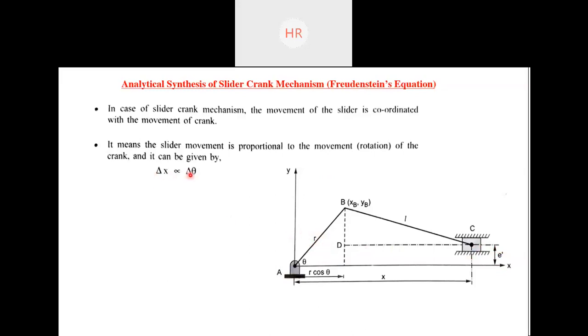So delta x is equal to delta theta, means the change in the position of the slider, that is delta x. Suppose now it is at this position, the next position comes here. Suppose the next position is here, then that is delta x. The crank's movement now is this. Suppose it comes to some other position, so the angle between these two positions is delta theta, you can see. So you can see delta x is proportional to delta theta, means how much the slider moves will be proportional to how much the crank rotates.